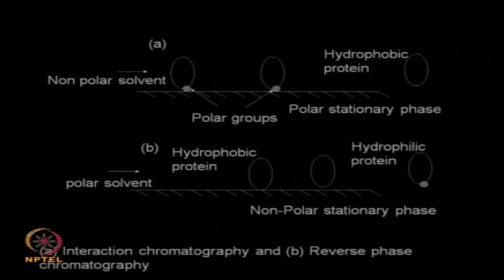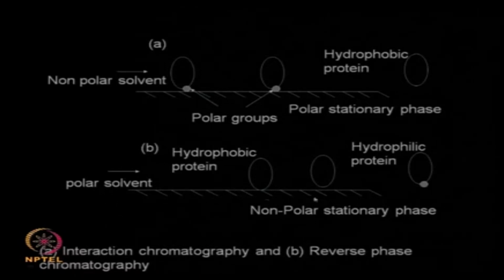Now if you look at a normal phase chromatography, you have a polar stationary phase. There are polar groups on the protein, so there is an interaction between the polar group of the protein and the polar stationary phase. You will be using a non-polar solvent here, so hydrophobic proteins will come out first because there is no interaction between the hydrophobic proteins and the polar stationary phase, for example silica. The polar proteins, because they are going to interact with the polar stationary phase, will get retarded and they will come at the end.